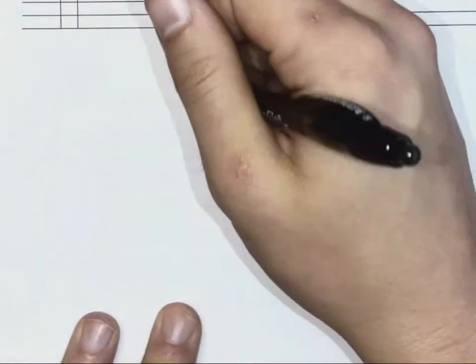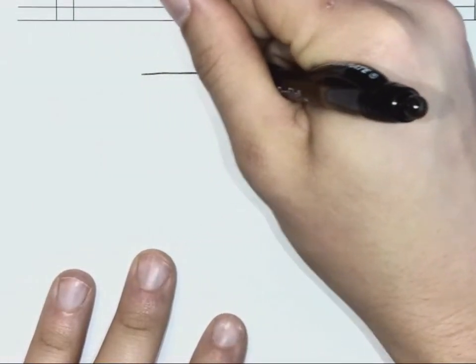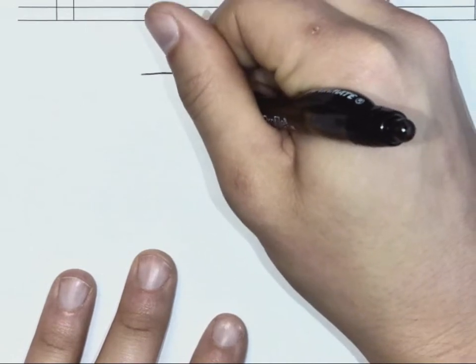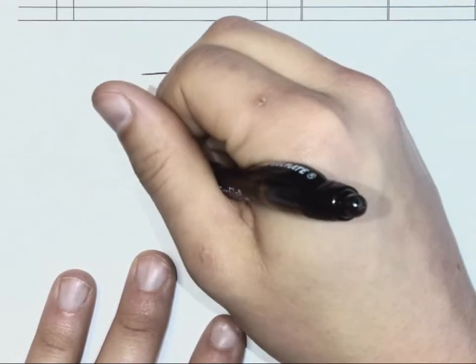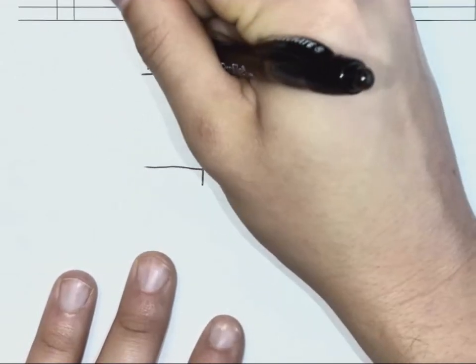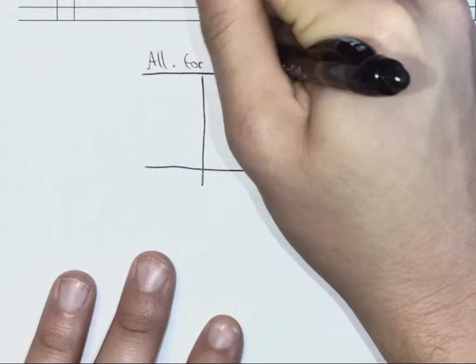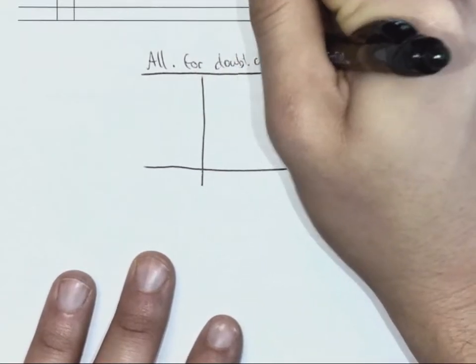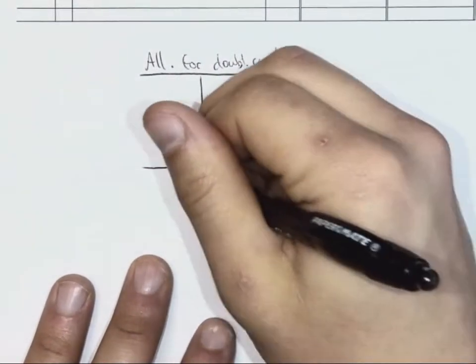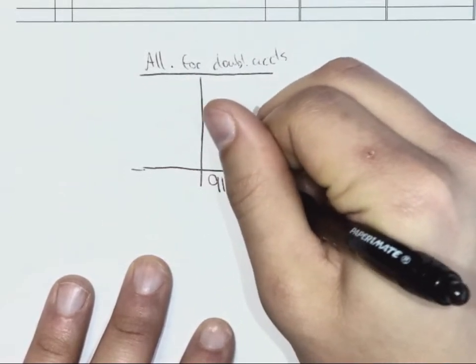So we need to determine how much to expense. Is this how much we're going to expense? No. To know how much we are going to expense, we need to know how much to credit our allowance for doubtful accounts. So allowance for doubtful accounts. Our balance will be 91,205.